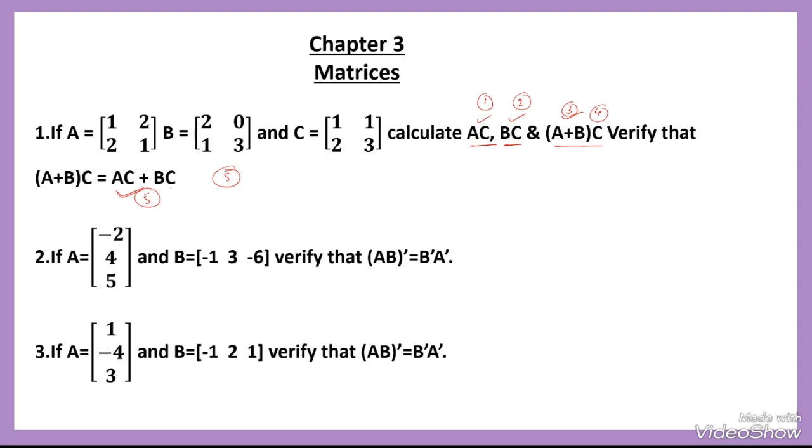Okay, now all these questions are very important. Here, you have to verify that (AB) transpose is equal to B transpose into A transpose. First, we have to find AB, the multiplication or product of the two matrices A and B. After getting the product, you have to take the transpose.